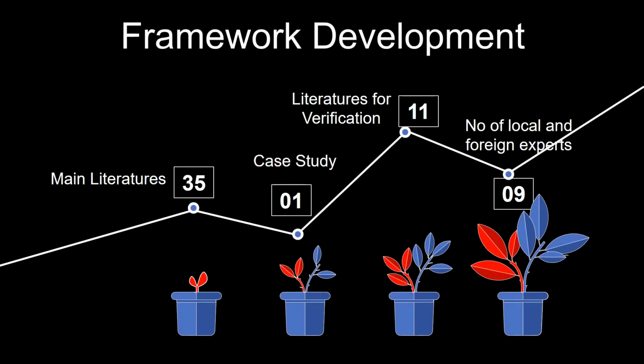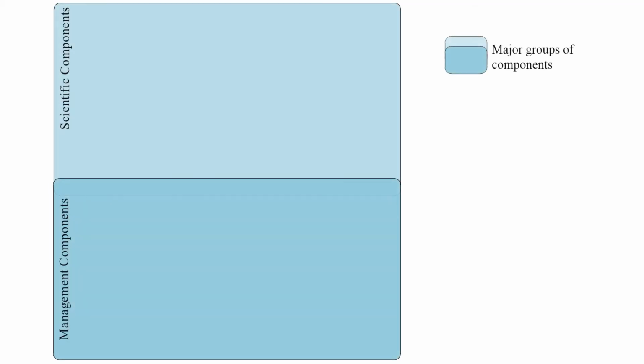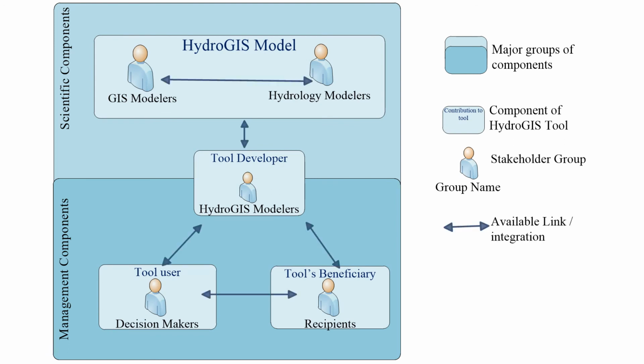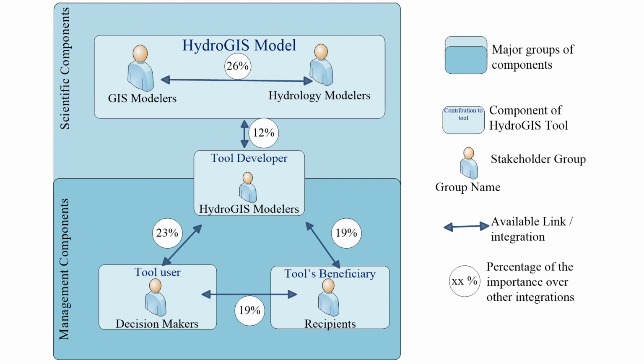After an in-depth literature analysis and an international expert discussion, it developed the framework. The framework consists of 2 major groups. Those are the scientific components group and the management components group. The light blue rectangles denote the stakeholders and the main components of the framework. The arrows between the components illustrate the existing integrations between different stakeholders during the present HydroGIS tool development process. The percentage value on the arrows shows the percentage of importance that the particular link has, when considering the importance of all other integrations.